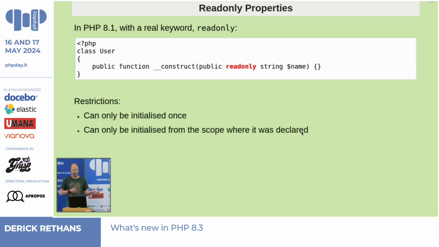So read-only properties can only be initialized once. Usually you do that in your constructor or your factory methods, and only in the scope where it was declared. So you can't do it from another function. So they're also sort of private-ish as well.